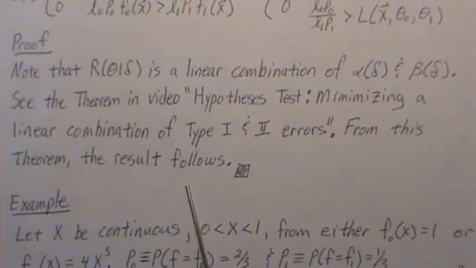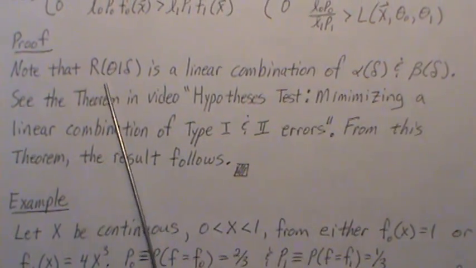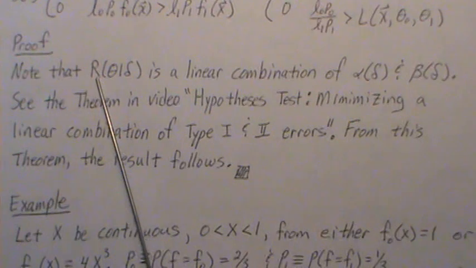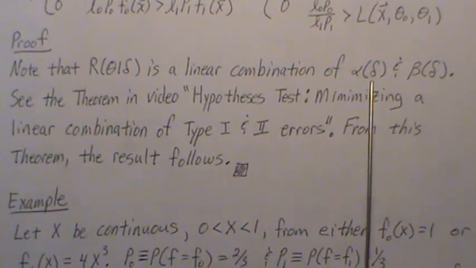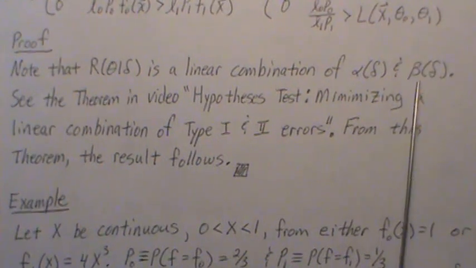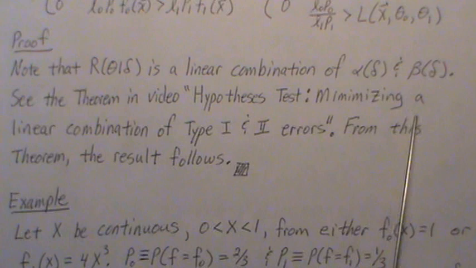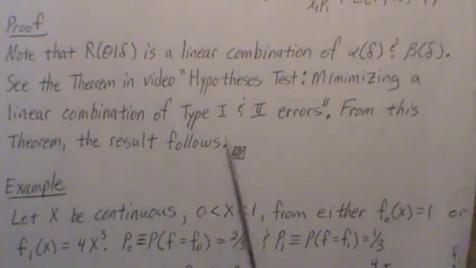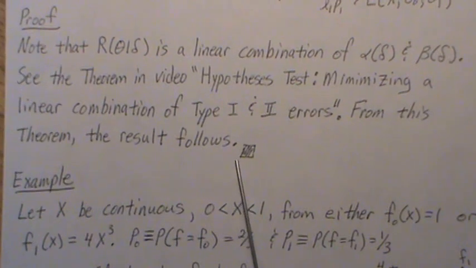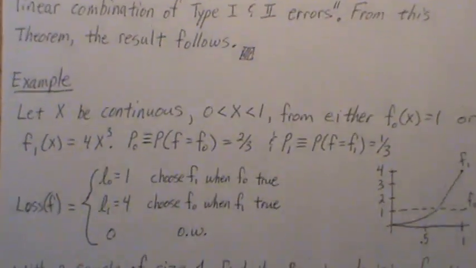And the proof is actually quite simple after you've watched that previous video. So note that the mean loss, or the risk, is a linear combination of these two errors, the probabilities of these two errors. Now see the theorem in the video on hypothesis tests, minimizing a linear combination of the type 1 and type 2 errors. And from this theorem, the result follows instantly. And we're done. Now let's do a quick example.